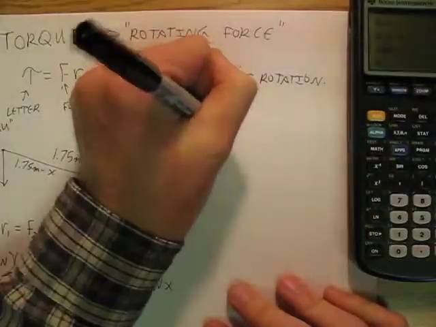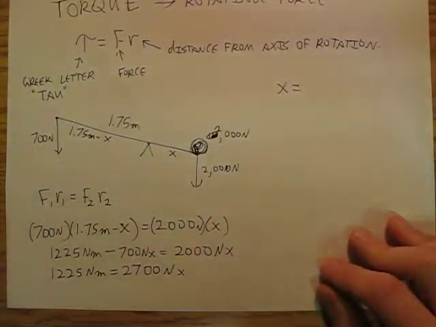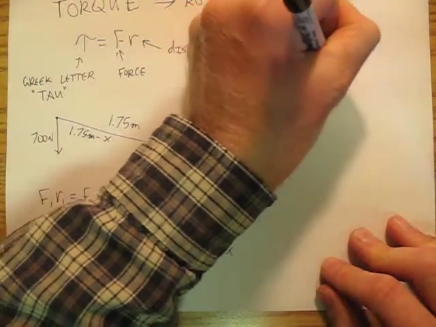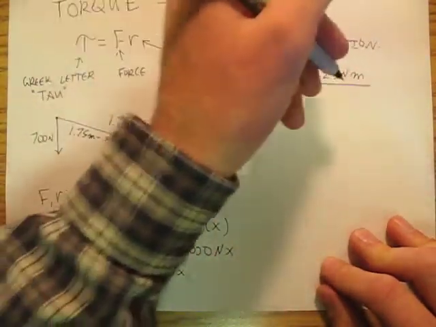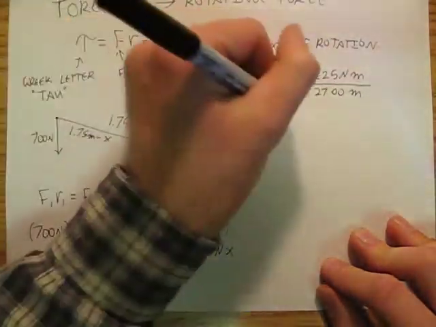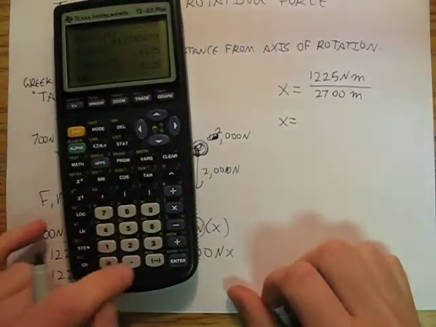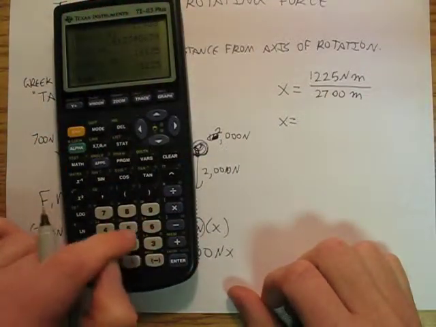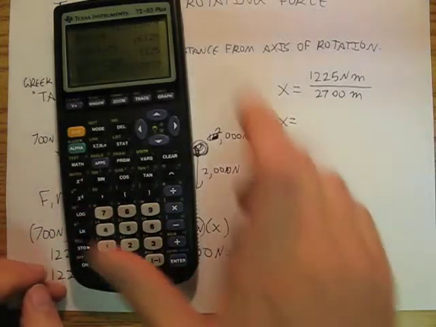So x is going to be 1,225 Newton meters divided by 2,700 newtons. So x is going to be 45 centimeters.